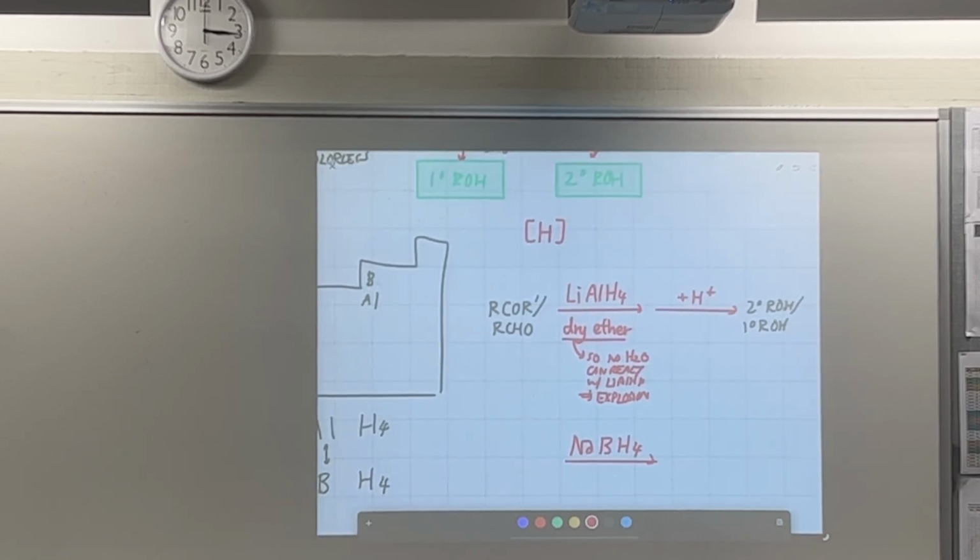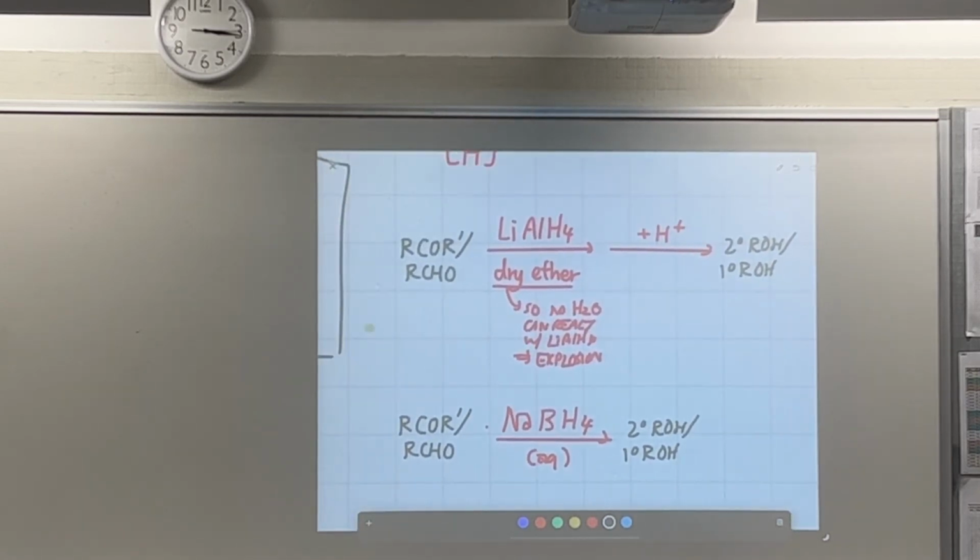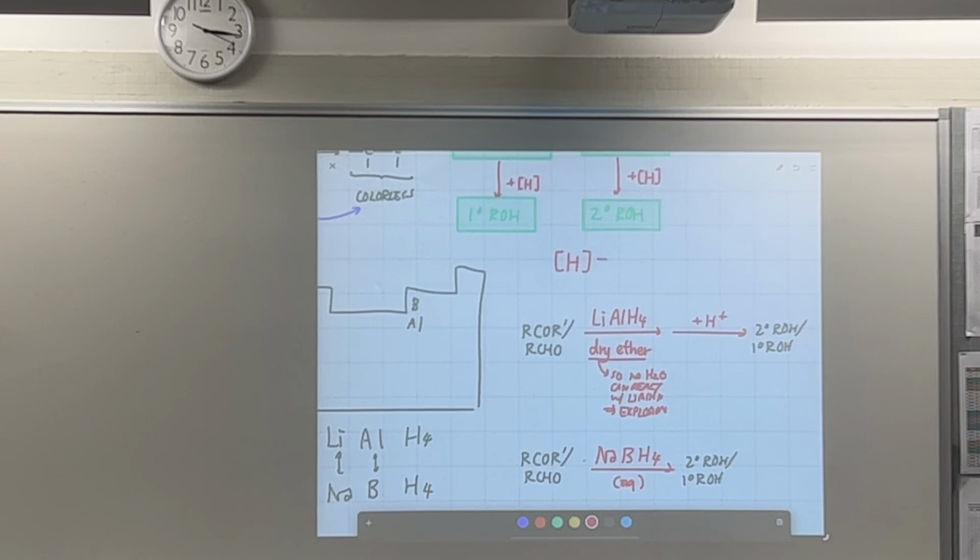For this one, you can use an organic substance to dissolve stuff, because you can't use it in water. So no aqueous, no water. And then you will turn aldehyde and ketone back into secondary and primary alcohol. So this is a reducing agent.